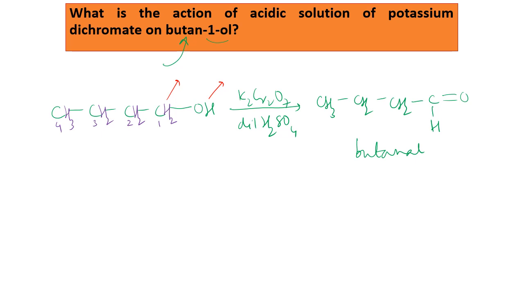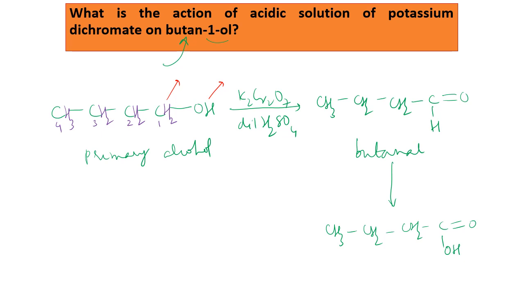Because butan-1-ol is a primary alcohol, as you know, right? This is a primary alcohol, so it is giving us an aldehyde which will further undergo another oxidation, and this aldehyde will be converted into carboxylic acid, CH3, CH2, CH2, C double bond O, and OH. So this is how we complete the oxidation of primary alcohols.